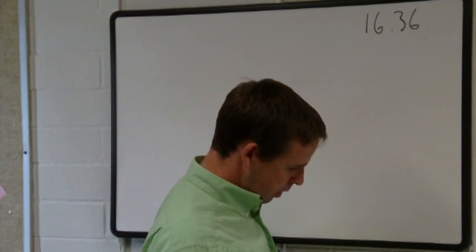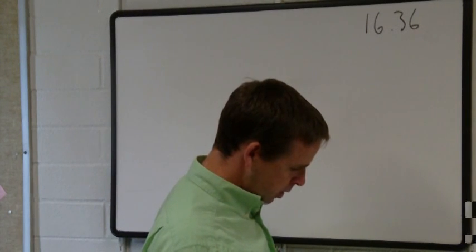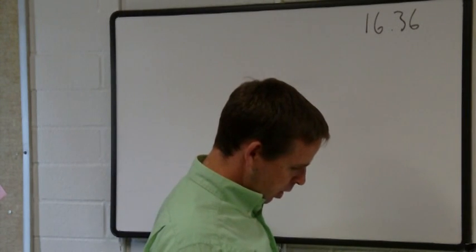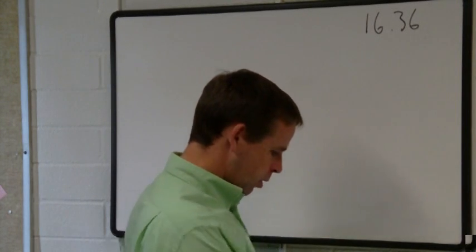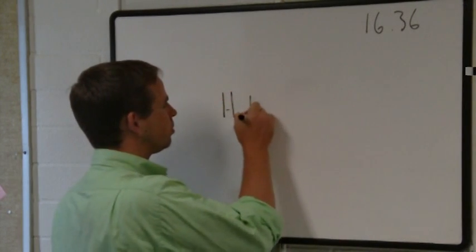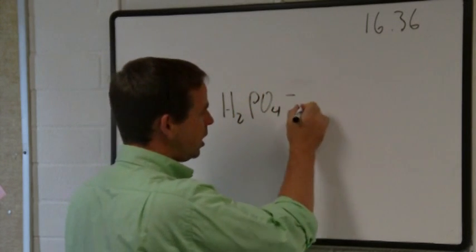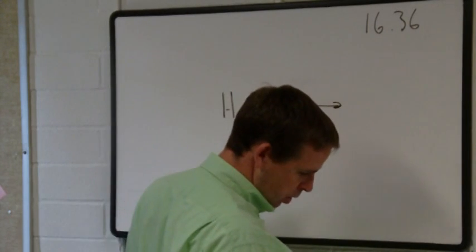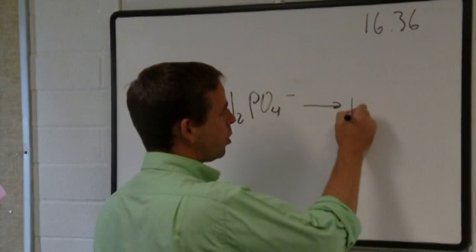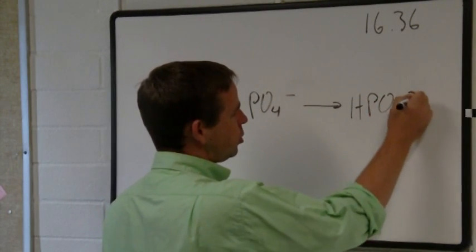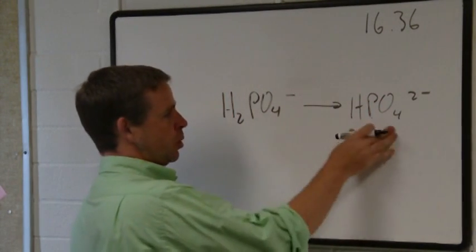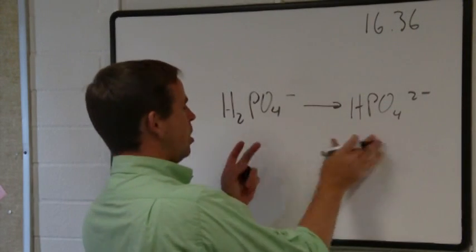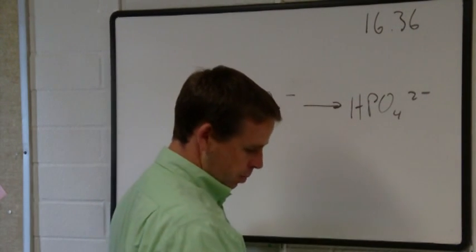Part C, we have H2PO4 minus, that's the phosphate ion with 2 protons. And then we have HPO4 2 minus. So H2PO4 minus went to HPO4 2 minus. This has one more proton than that, so this is the pair. This is the conjugate acid, and that's the conjugate base.